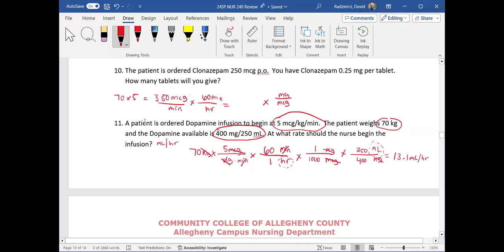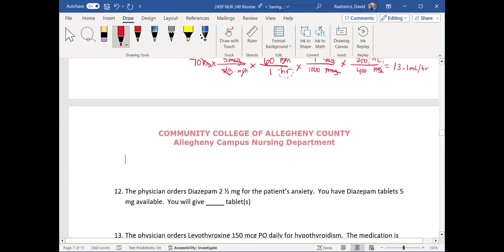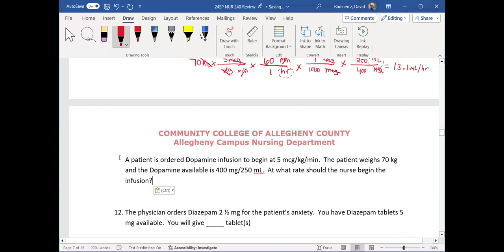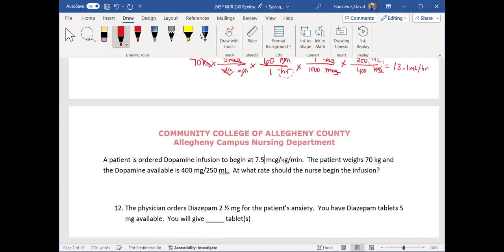So let me just create an alternative question. Let me just copy this. And when I say I don't like this question, I just mean I don't like it because it's long. It takes a while to explain. But otherwise, I have no problem with this question. I'm going to change the variables on this. I'm going to say 7.5 micrograms per kilogram per minute. Let's just say it's an 80 kg patient. And then I'm going to leave the dopamine available as is.